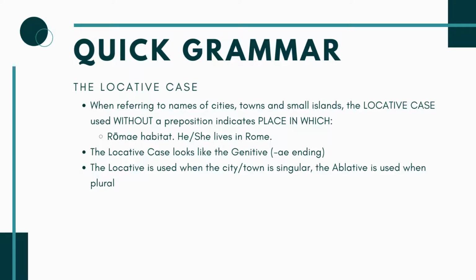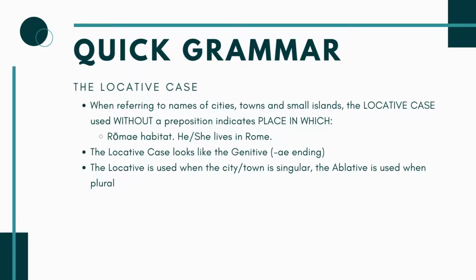So the tricky thing about the locative is it looks exactly like the genitive in first declension, which is all we've seen so far. So it has the AE ending, which is going to throw you off at first. The way to remember it is it's used when you're talking about a city, a town, or a small island. Okay, and it has to be singular. So if you're doing plural, you'd use the ablative here.